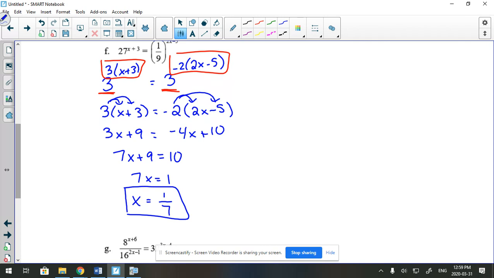Again, if you want to check your answer, you can pop it back in. It'll take some extra brackets and work with your calculator, but you should see each side equals the other. I'll go through G.